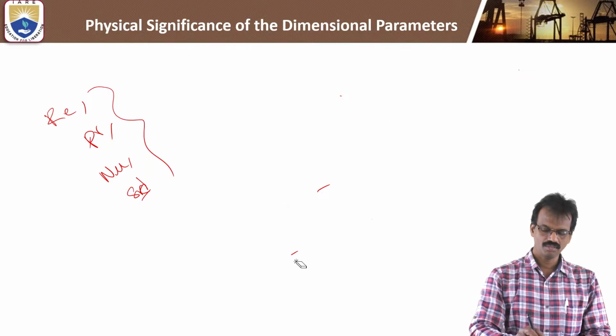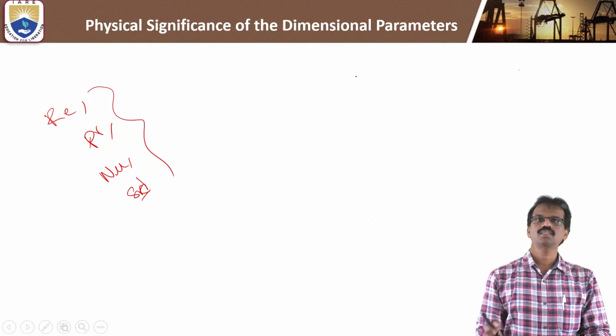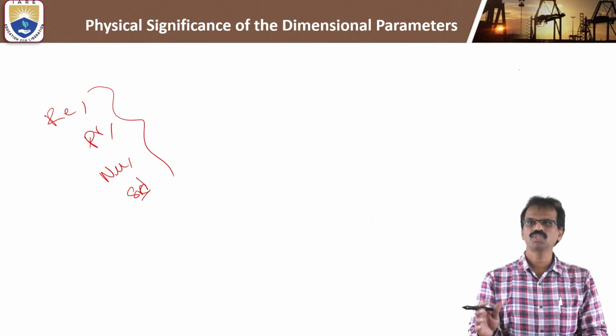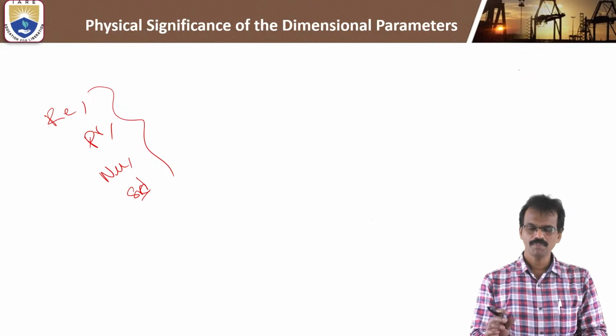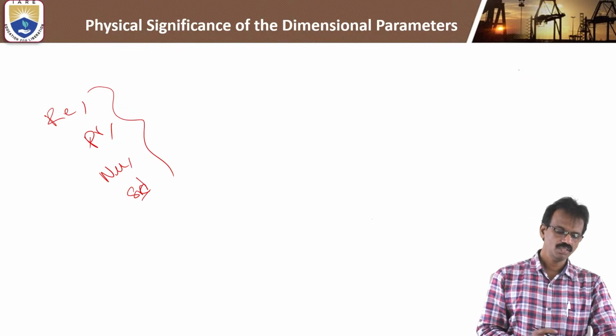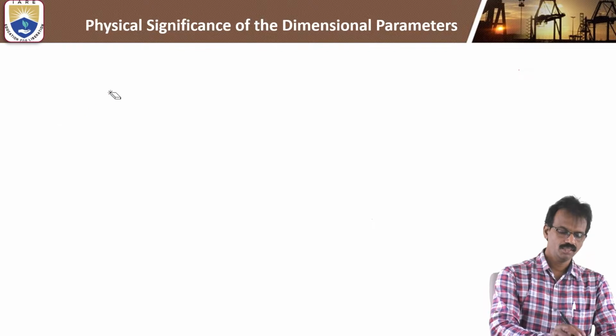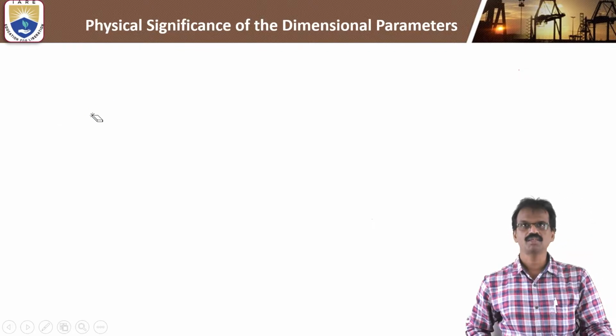through convection in different channels, just like inner flows and outer flows. It means flow through cylinders or pipes, and flow on solid surfaces. So we should know about the significance of these parameters. First of all, we'll see the significance of the Reynolds number.